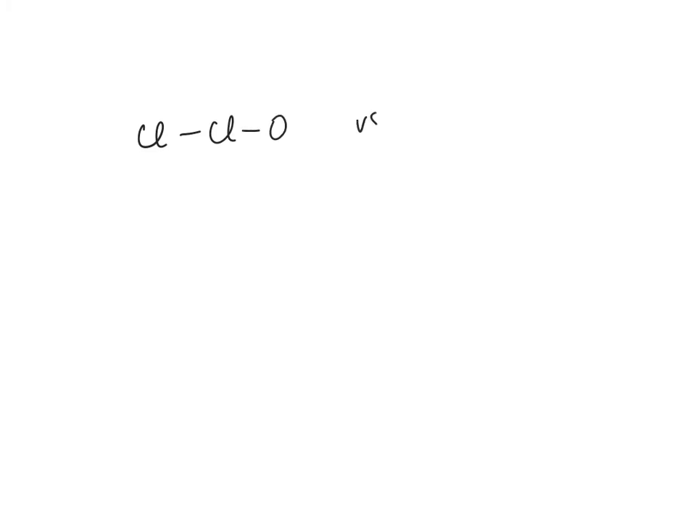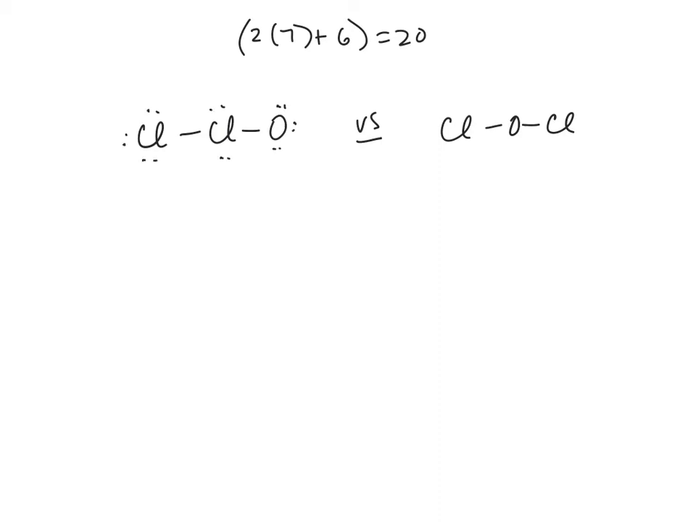So we're going to look at ClClO versus ClOCl. We need to get the lone pair electrons and everything. If we write out the Lewis structure for the one on the left, you have 2 times 7 for chlorine plus 6 for oxygen, so that's 20 electrons. We have 2, 4, 6, 8, 10, 12, 14, 16, 18, 20, and similarly for the other structure.